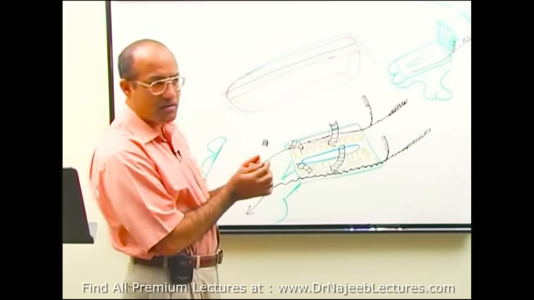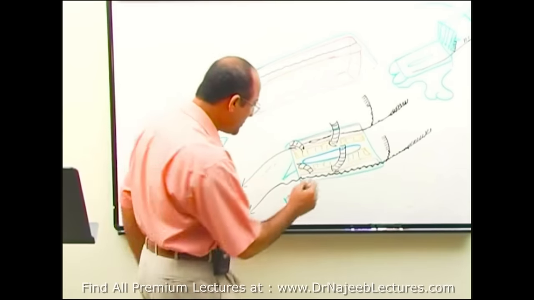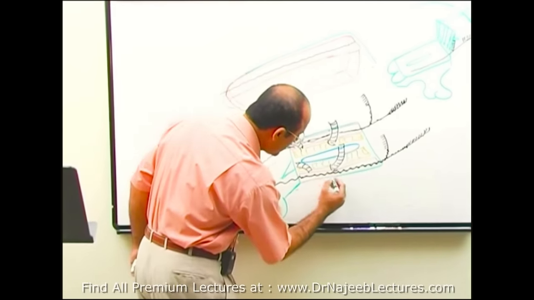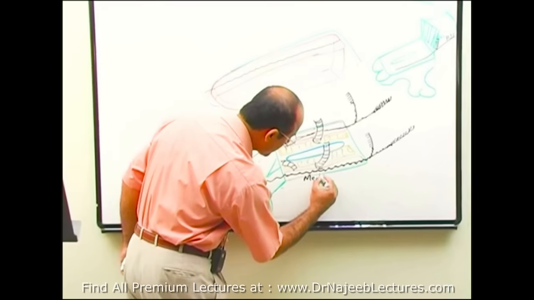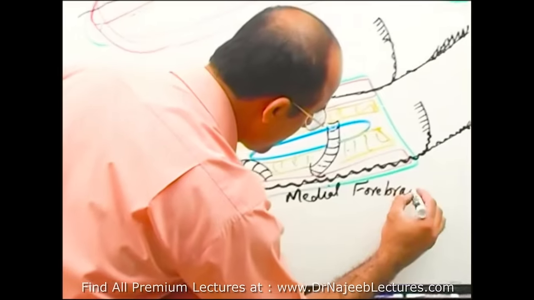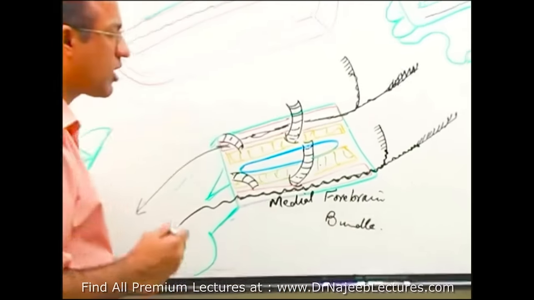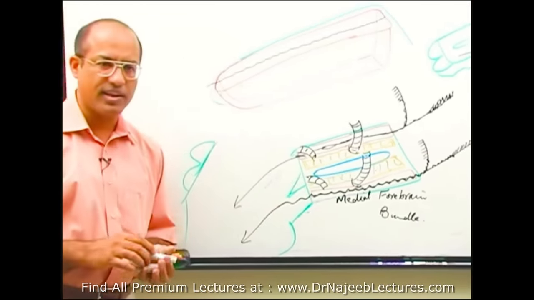There are books called Snell's. In those books it is mentioned in Neuroanatomy. What is this? Yes, medial forebrain bundle. Later on we'll discuss this in detail, right?